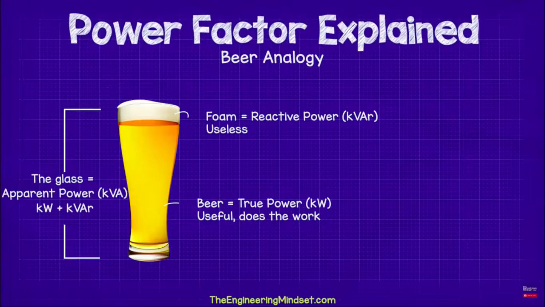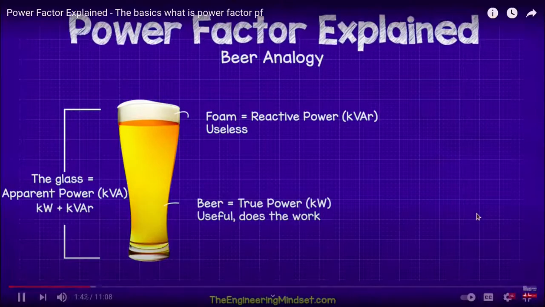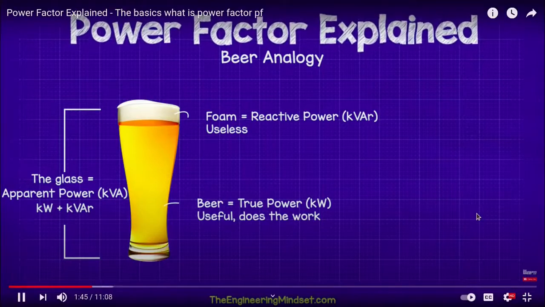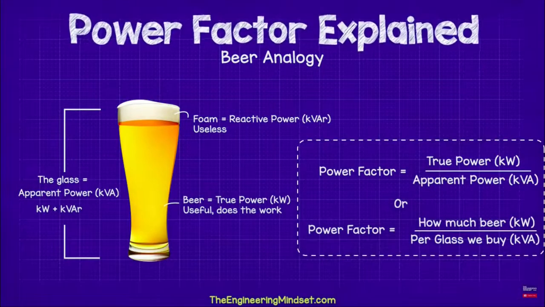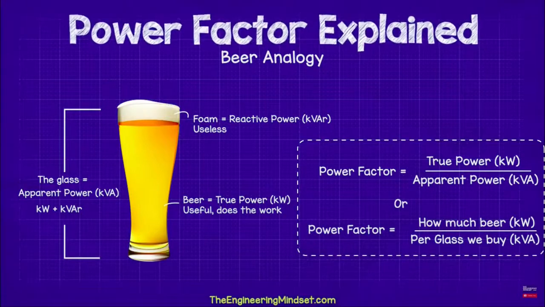The combination of these, our kW, the kilowatts, and our kVAR, the kilovolt amp reactive, is our apparent power, or our kVA, meaning the kilovolt amps. Power factor is therefore the ratio of useful power, or true power, in kilowatts, our kW, divided by what we're charged for in kVA, the kilovolt amps. So it's telling us how much value for money we're getting for the power we consume.